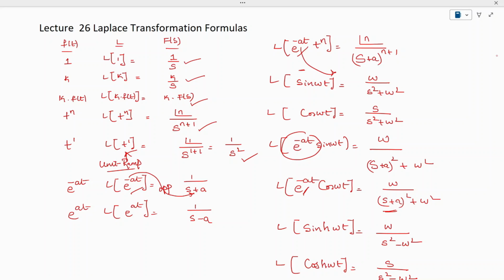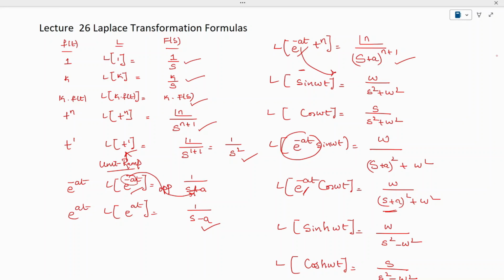Laplace of e to the power minus at is 1 by s plus a. When you get exponential minus a, automatically you will get the opposite symbol, which is plus a. Laplace of e to the power plus at we can write down as 1 by s minus a. So Laplace of e to the power minus at into t to the power n we can write down as n factorial divided by s plus a to the power n plus 1.